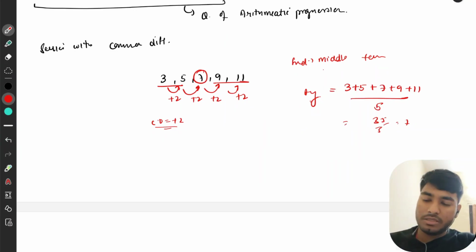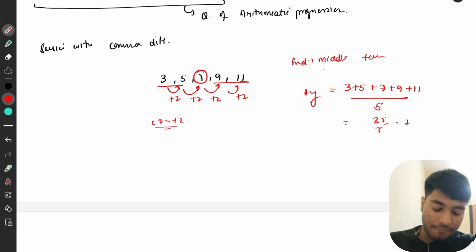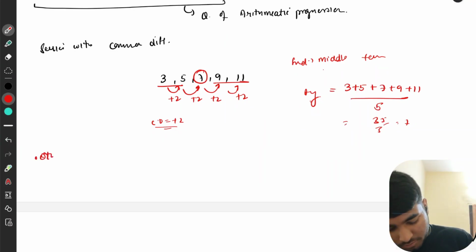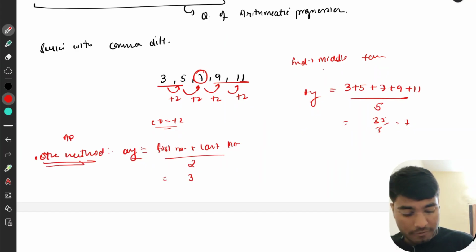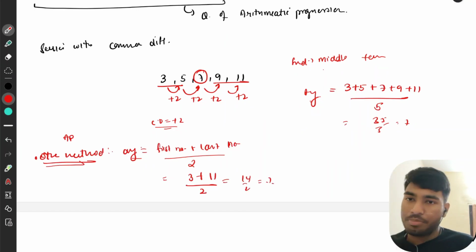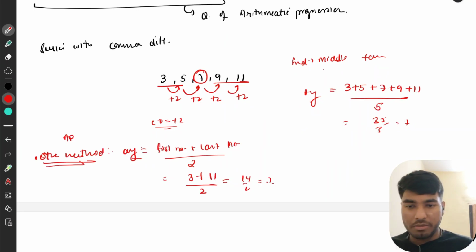Another method is that you can simply add the first and the last number. These methods are applicable only in arithmetic progression. Average is equal to first number plus last number upon 2. What is the first term here? The first term is 3, the last term is 11, so 14 by 2, that is 7 again. Got it, everyone? Will you be able to solve this kind of question? I hope you will be able to solve this.